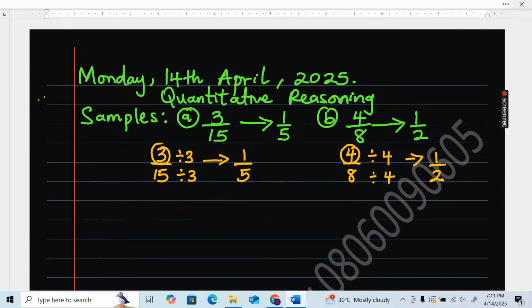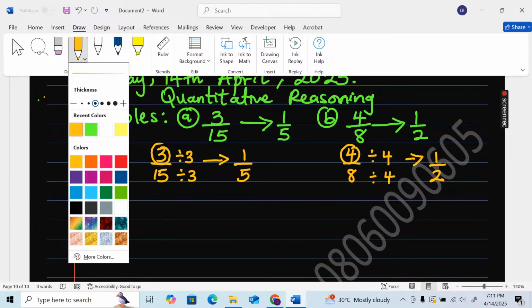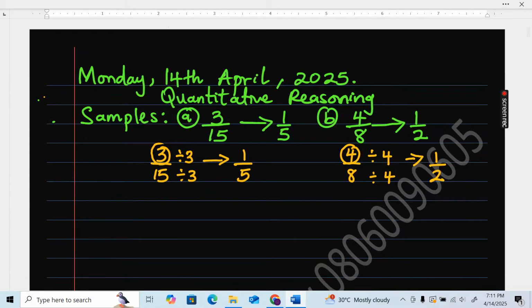Now, let's move on to having different exercises based on this sample. Don't forget, look at my workings. These are the workings. In quantitative reasoning, you must always show your workings. We need to understand how you figured out the answer. So we have been able to see how we got the answer.